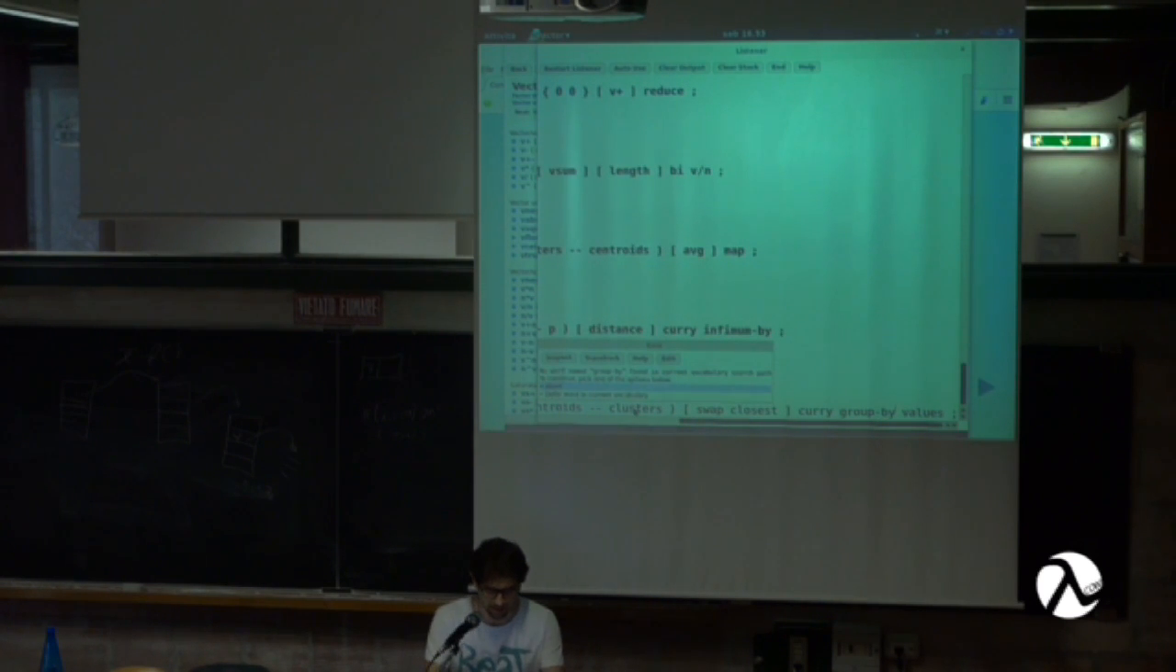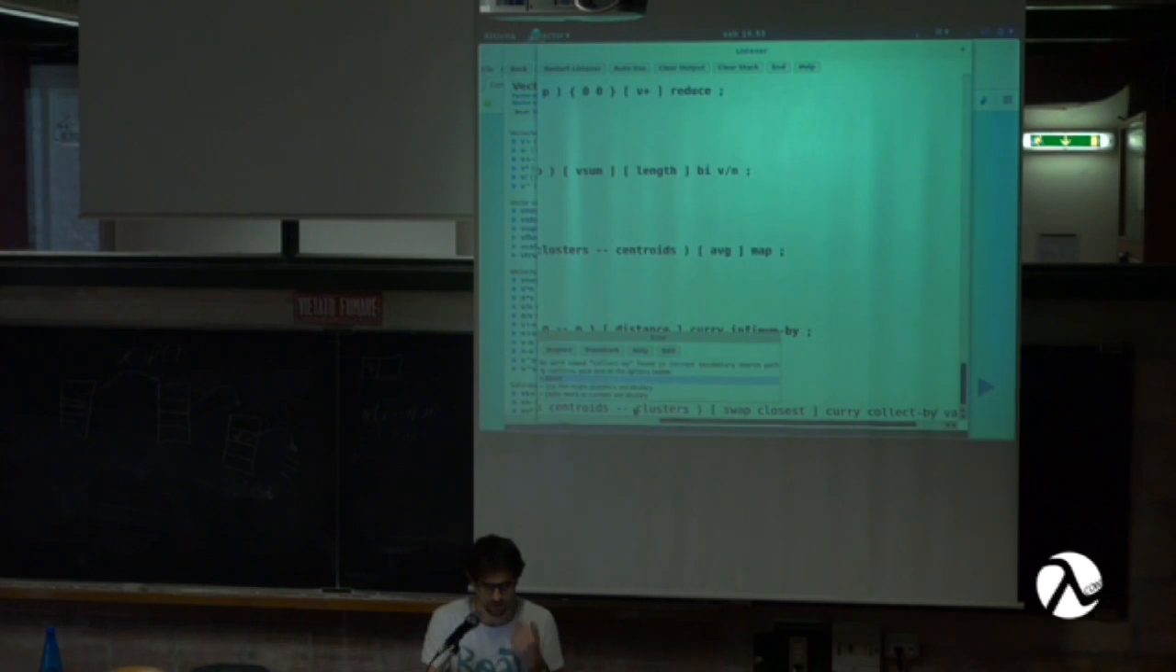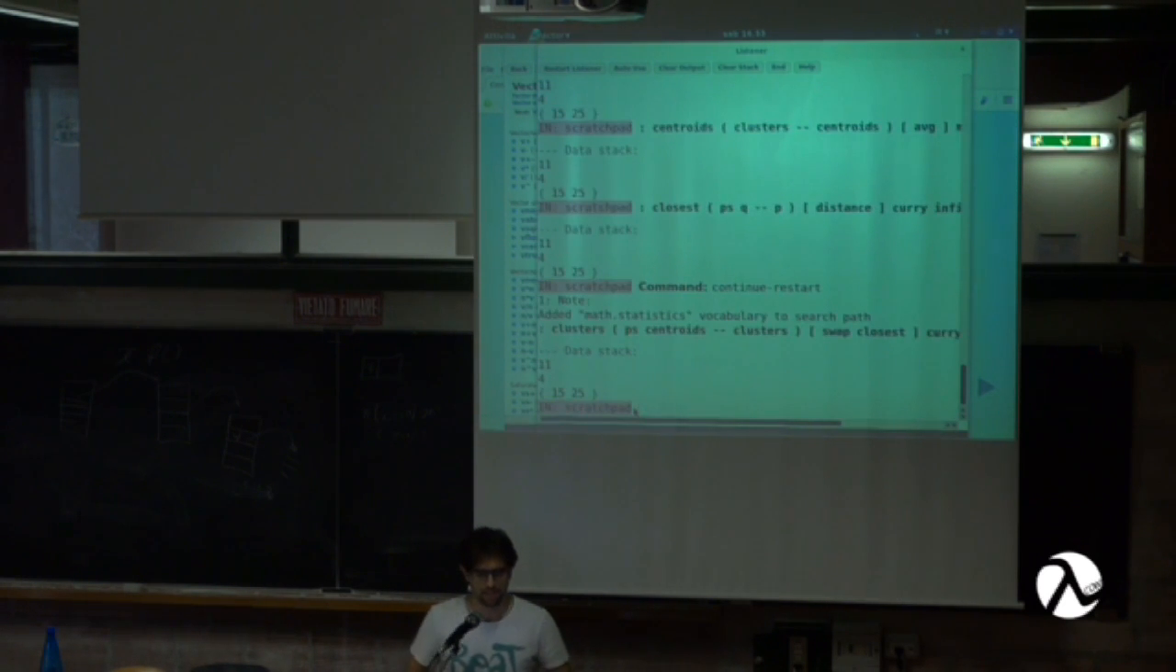And this is, oh, OK, it's not group by. It's collect by. Well. And so I've defined how to do the clusters. And well, we're almost done. So what does a step in k-means look like?